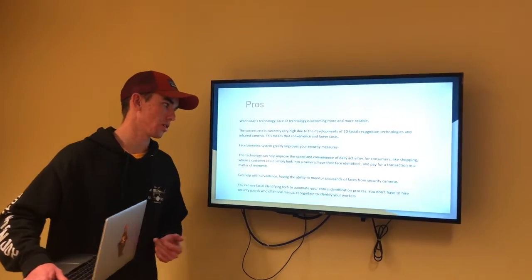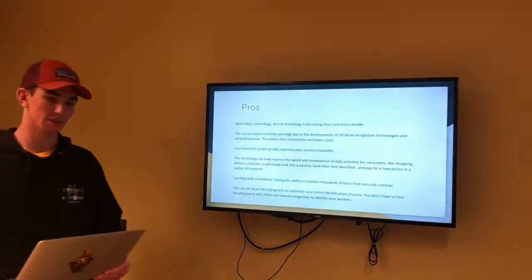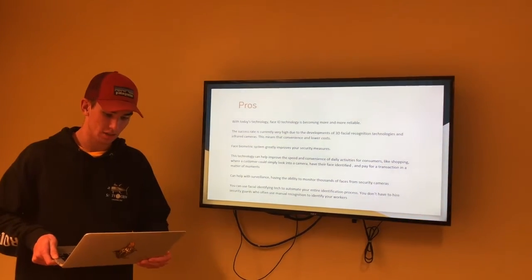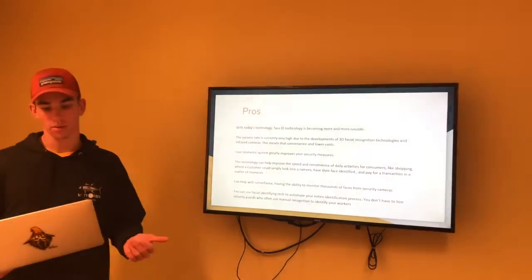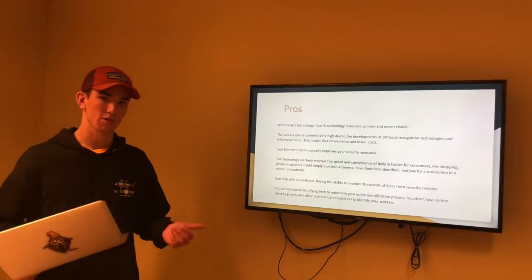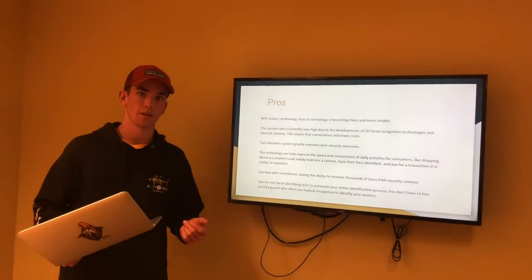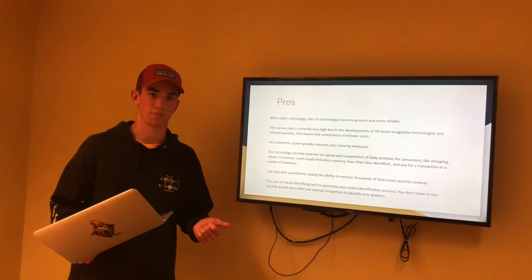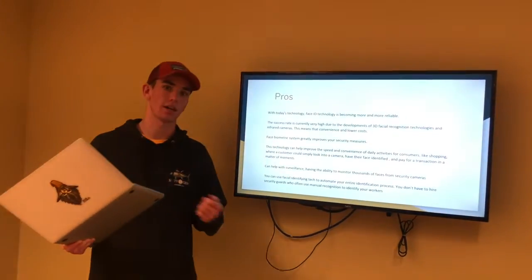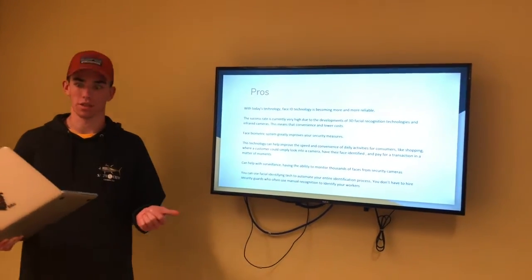This technology can also improve the speed and convenience of daily activities, such as shopping. Customers can simply look at a camera or at their phone to purchase a product rather than typing in their entire card and all their security info.